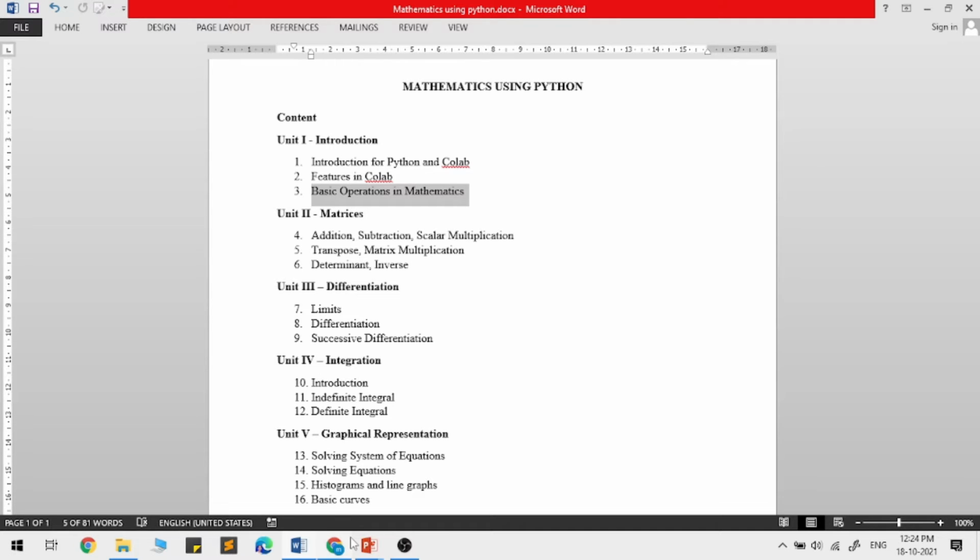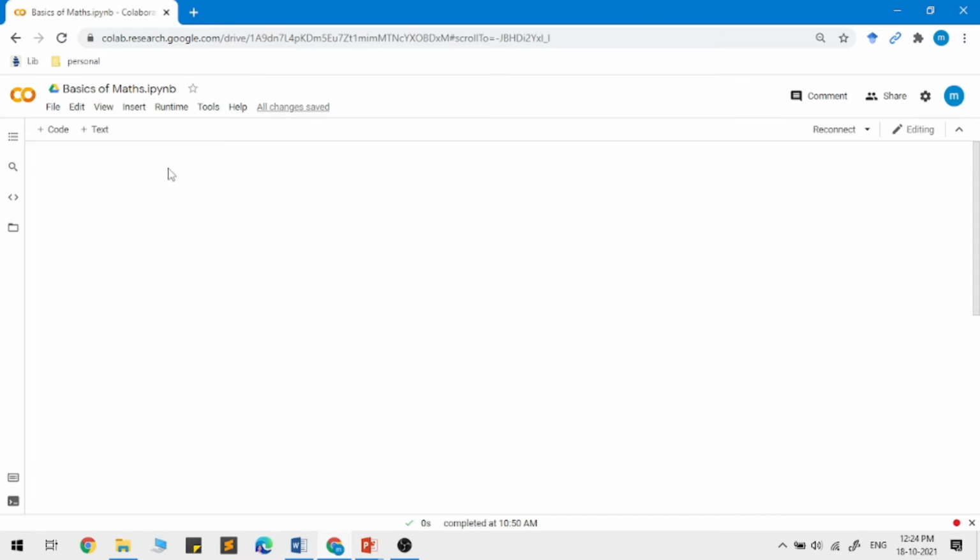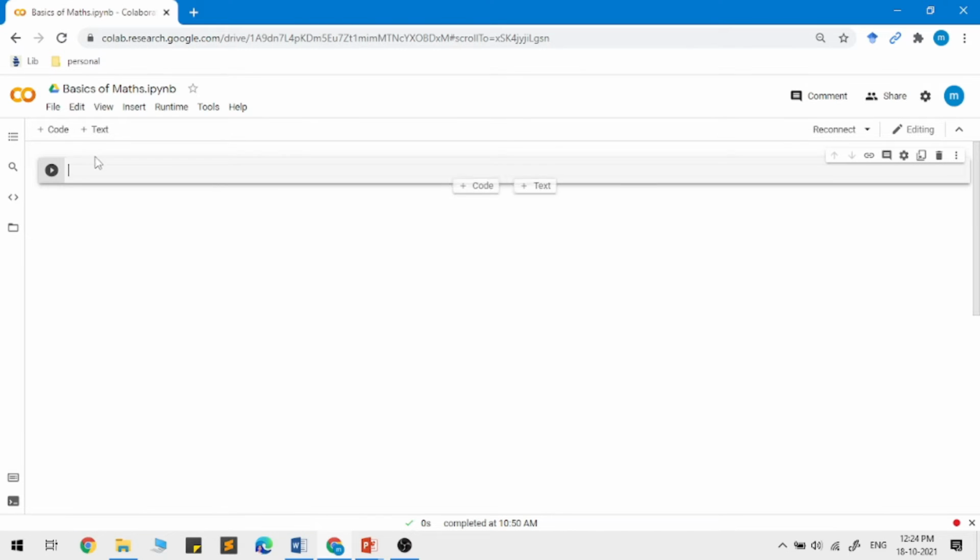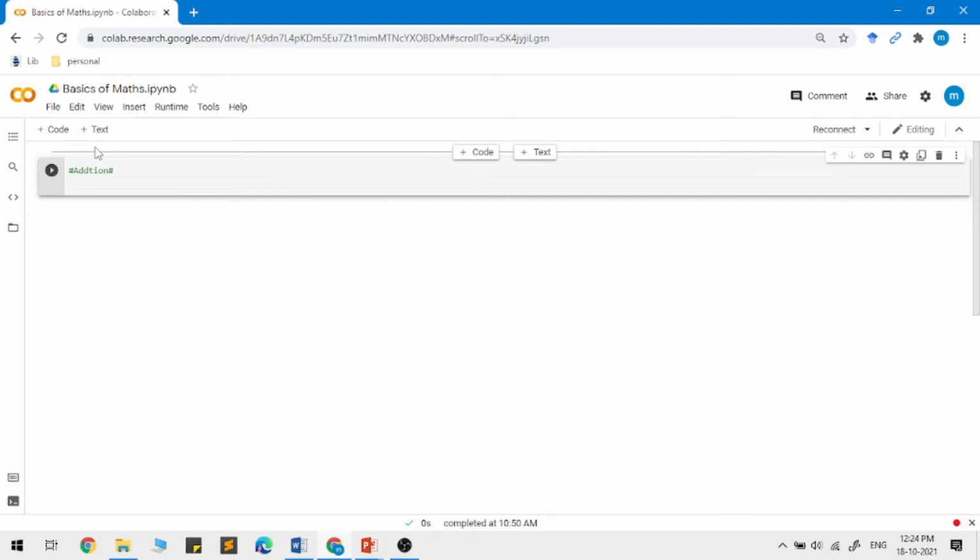Okay, let's move to the Python code. So this is the basics of maths. We start with addition. In school itself we start to learn mathematics by addition. If I put a hashtag symbol before a line, that won't run the program. If you simply want to run the program, you can execute it, but if you put a hashtag before that, it won't run.